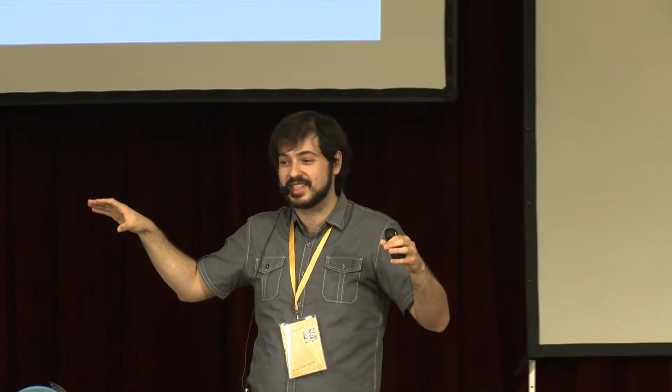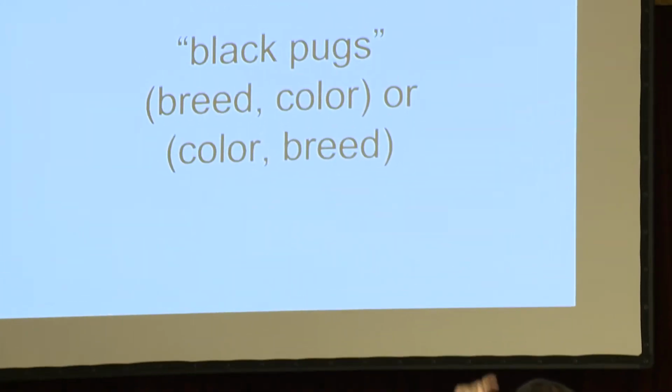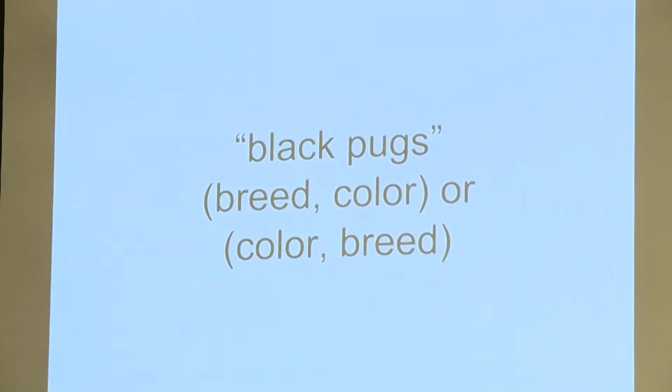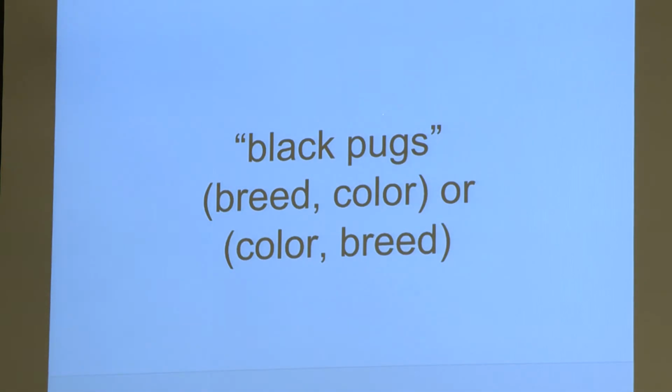So the answer is no, actually, because if you think about it, although the two indexes look completely different, in the order, black will be first versus pugs being somewhere lower and so on. If you look at how the records would look, the black pugs are still next to each other. They're in a different part of the index, but that doesn't matter. They're still next to each other. Both of them will work fine.